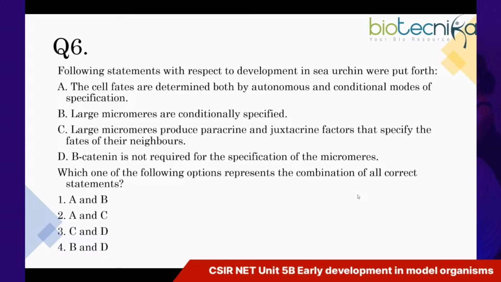Following statements with respect to development in sea urchin. Cell fates are determined both by autonomous and conditional modes. Large micromeres are conditionally specified. Large micromeres produce paracrine and juxtacrine factors that specify fate of neighbors. So as you can see, some signaling concepts are present here as well. Beta-catenin is not required for specification of micromeres.